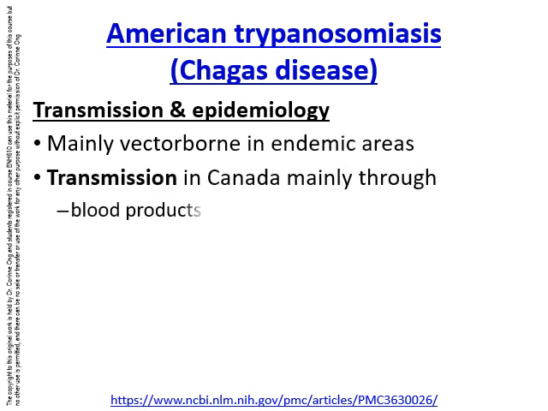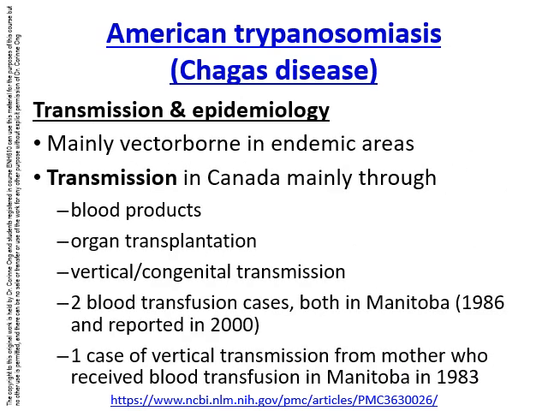In endemic areas, American trypanosomiasis is transmitted by the kissing bug vector. However, in Canada, transmission is mainly through blood transfusion and other blood products, organ transplantation, and vertical or congenital transmission. There were 2 cases, both in Manitoba, which isn't exactly a tropical location, and both were associated with blood transfusions. There was also a case of vertical transmission from a mother who received a blood transfusion in Manitoba. It is very interesting, and since it's not the problem-based case this week, I've added the link to the paper.